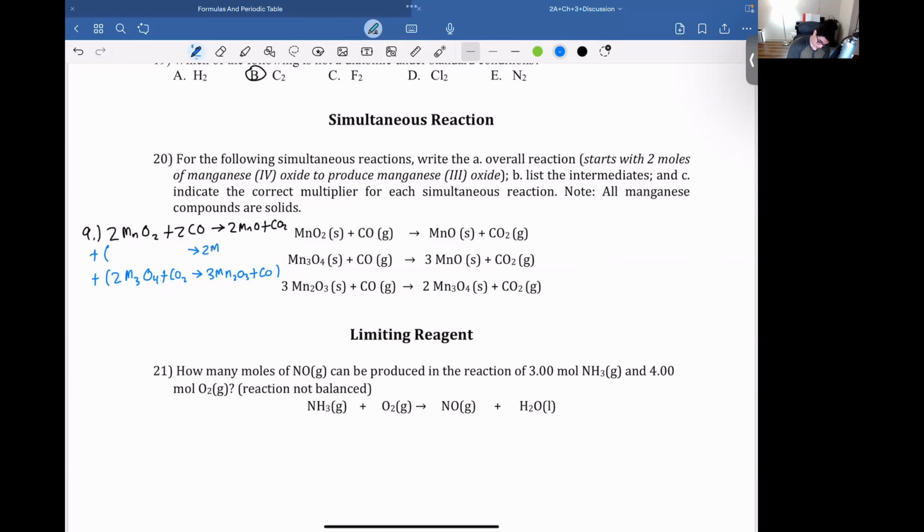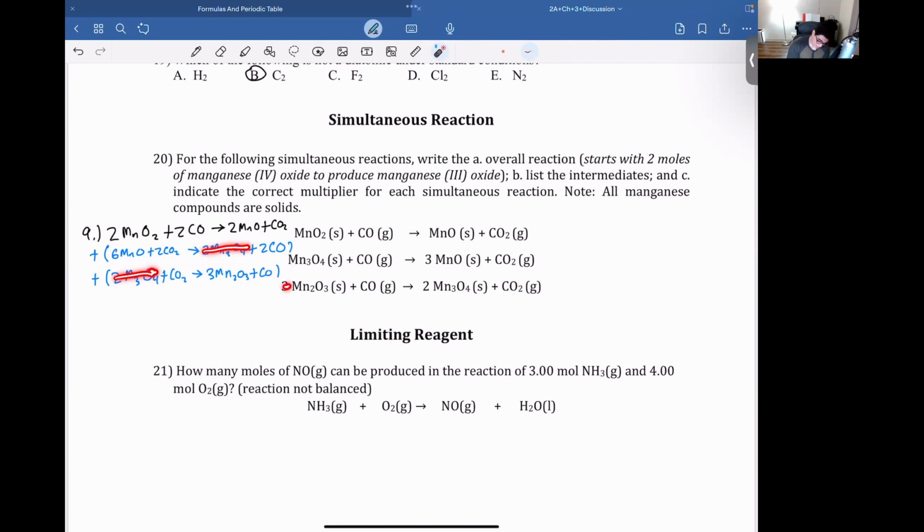So 2Mn3O4 plus 2CO. Then on the right side, which is now on the left because I reversed it, there's 6MnO because I multiplied by 2, plus 2CO2. Now all I have to do is cancel out the things that can cancel out. So this cancels out as desired, right? Because they're on opposite sides of the reactions and we're adding all these up.